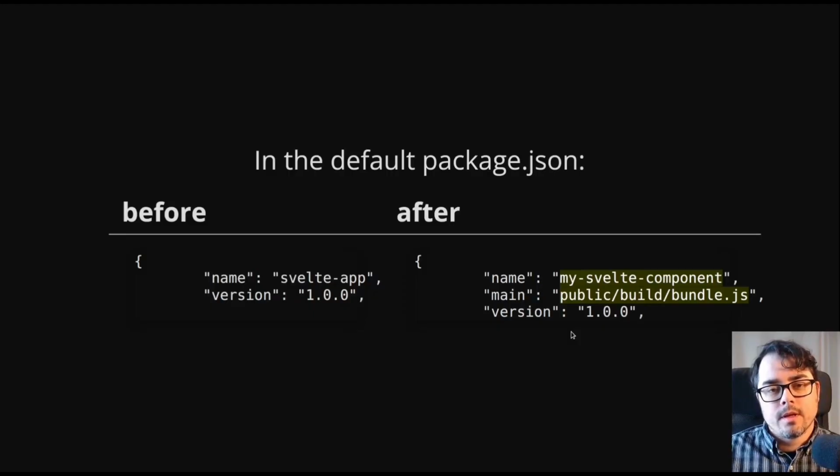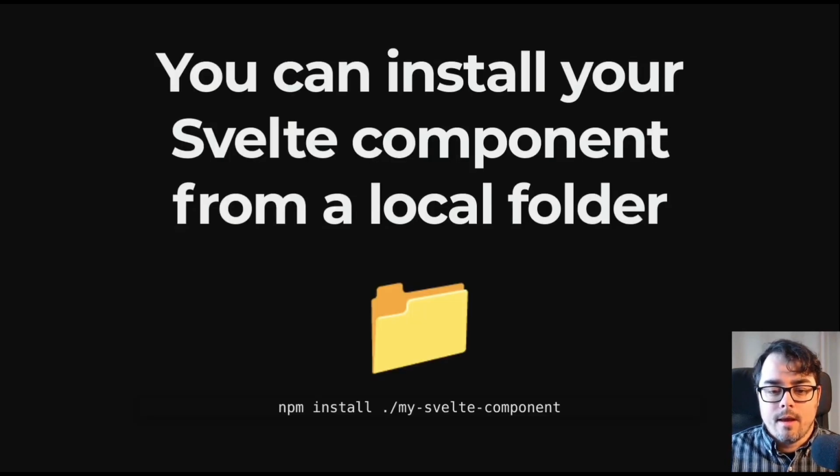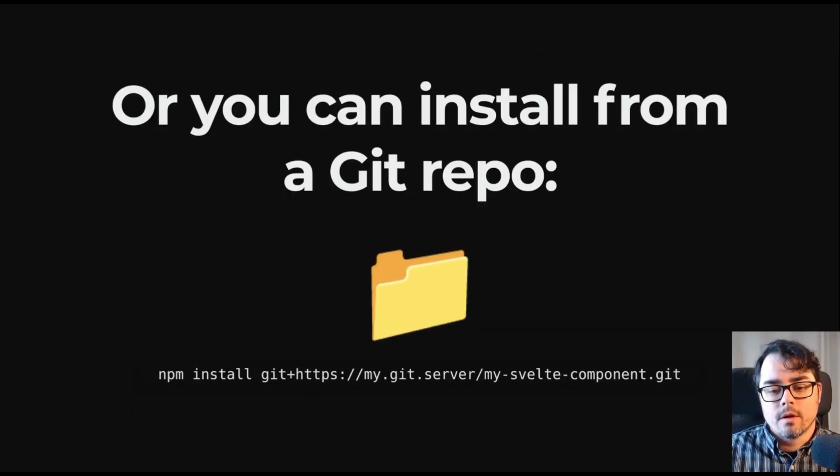Well, first we need to install our Svelte component into the React site. And you may not know this, but you can install an NPM module from a local folder. So we can actually just do npm install and then point it at a folder in our code base. We don't necessarily have to install it from a remote location. So let's do that. But you could also install from a Git repo or some other remote location like that. You could have a private npm repository as well, I suppose.